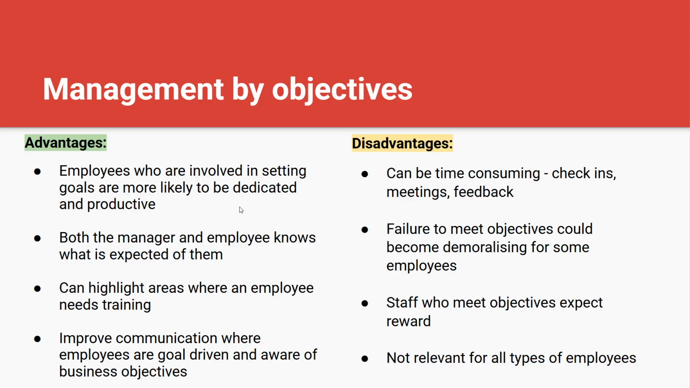Disadvantages: it can be time consuming with the check-ins, meetings and feedback. So depending on how often the goals have been set and how often you're checking in, that will change this. Failure to meet objectives can lead to demoralized employees, which could lead to things like absenteeism, turnover, being unproductive, that sort of stuff. Staff who meet objectives expect rewards, and we don't always have the finances to do that, and it's not relevant for all employee types.